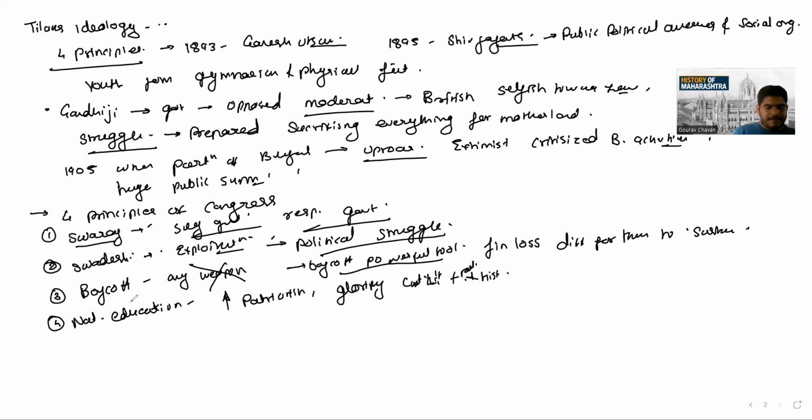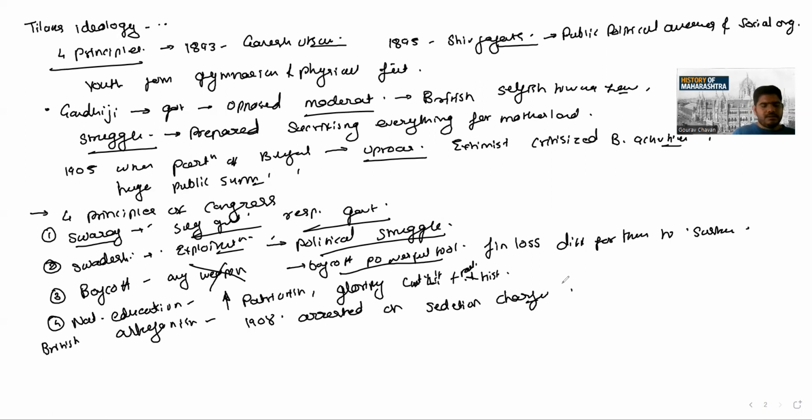And due to all these things which he said through his newspapers or through direct speeches, he had to face British anger, or you can say antagonism. In 1908, he was arrested on sedition charges, and then he was sentenced to 6 years of imprisonment in Mandalay.